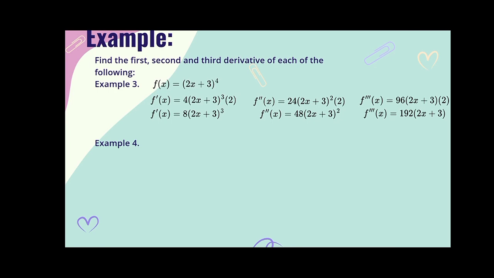Example number 4. f of x equals the quantity x squared plus 2 raised to 3. So before I discuss the answer to number 4, kindly answer this on your own, and we will check it later. I'll give you 1 minute to answer. You may start now.